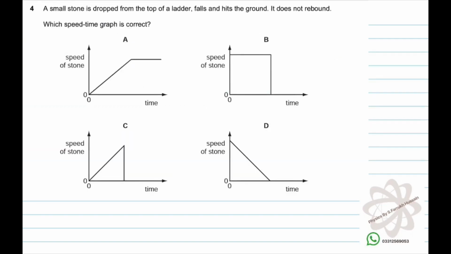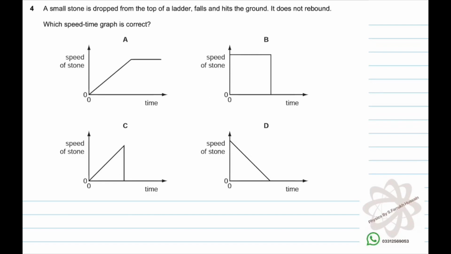Next question. A small stone is dropped from the top of a ladder, falls and hits the ground. It does not rebound. Stone is actually a heavy object, so there is no significant effect of air resistance on the stone. And it's written it falls and hits the ground and does not rebound, which means after striking the ground it will immediately be at rest, so it will not have any velocity in the opposite direction.